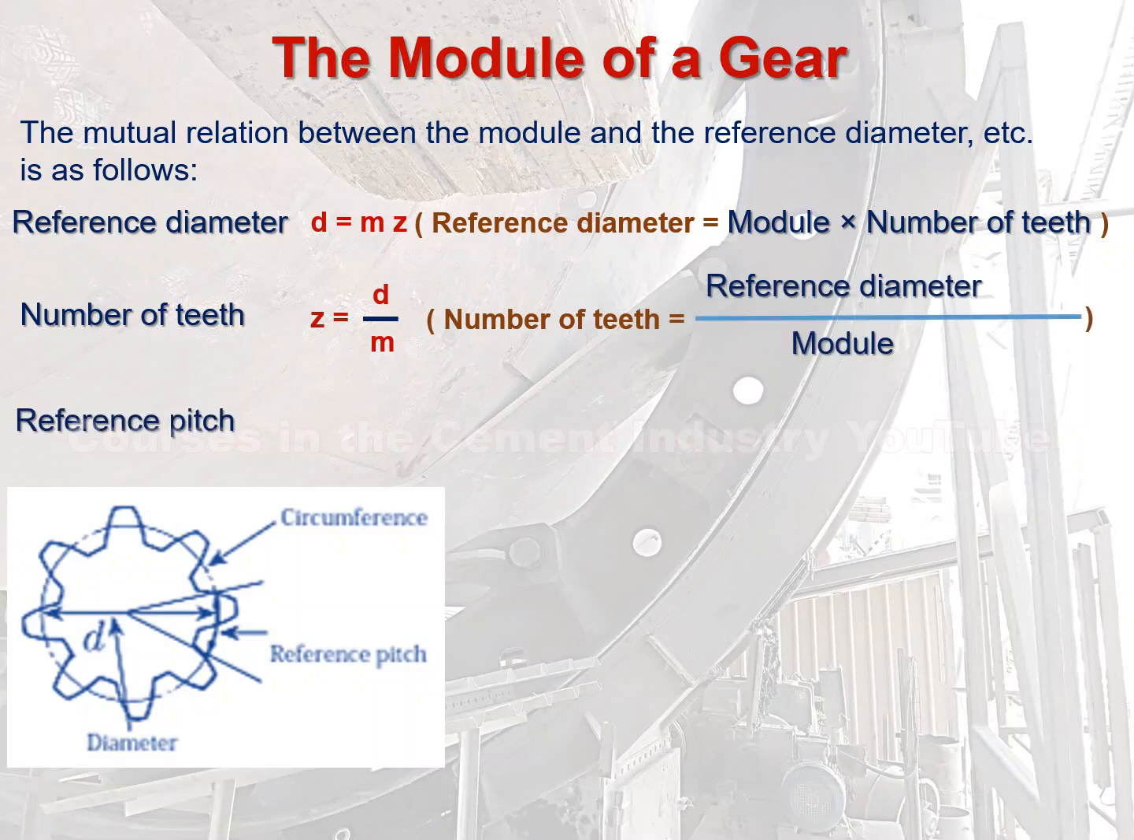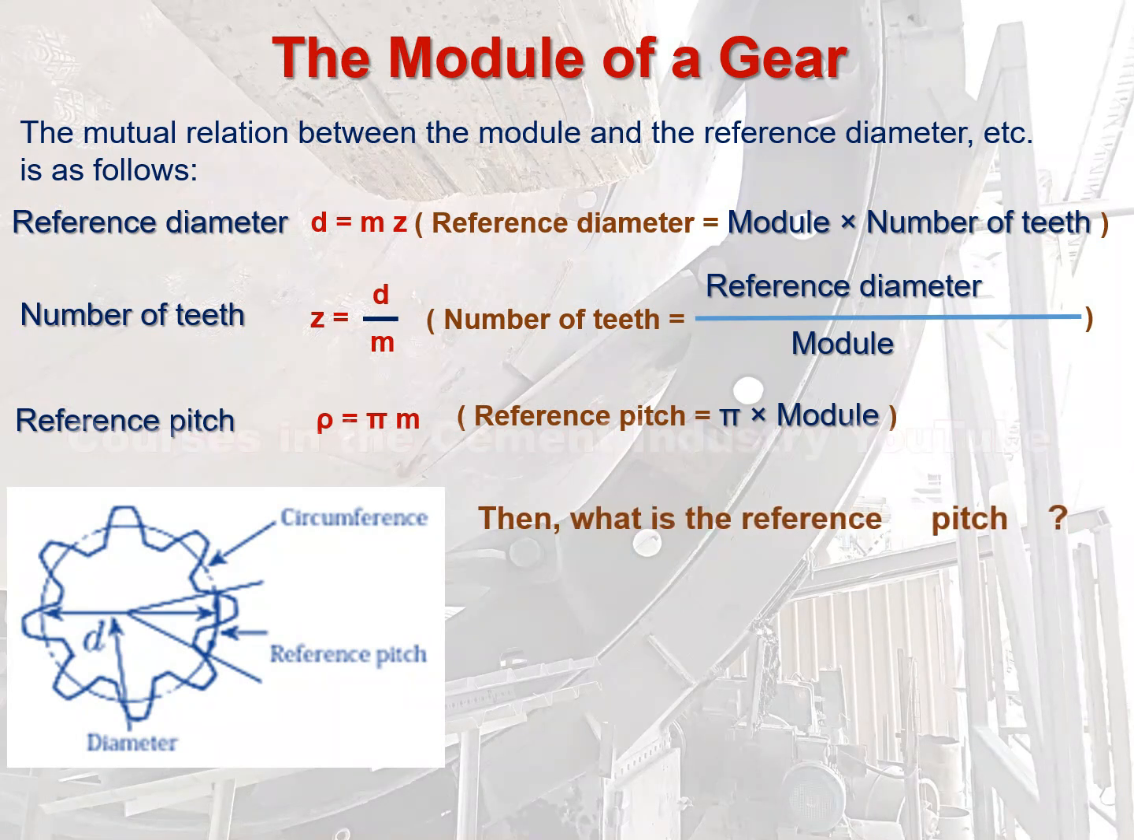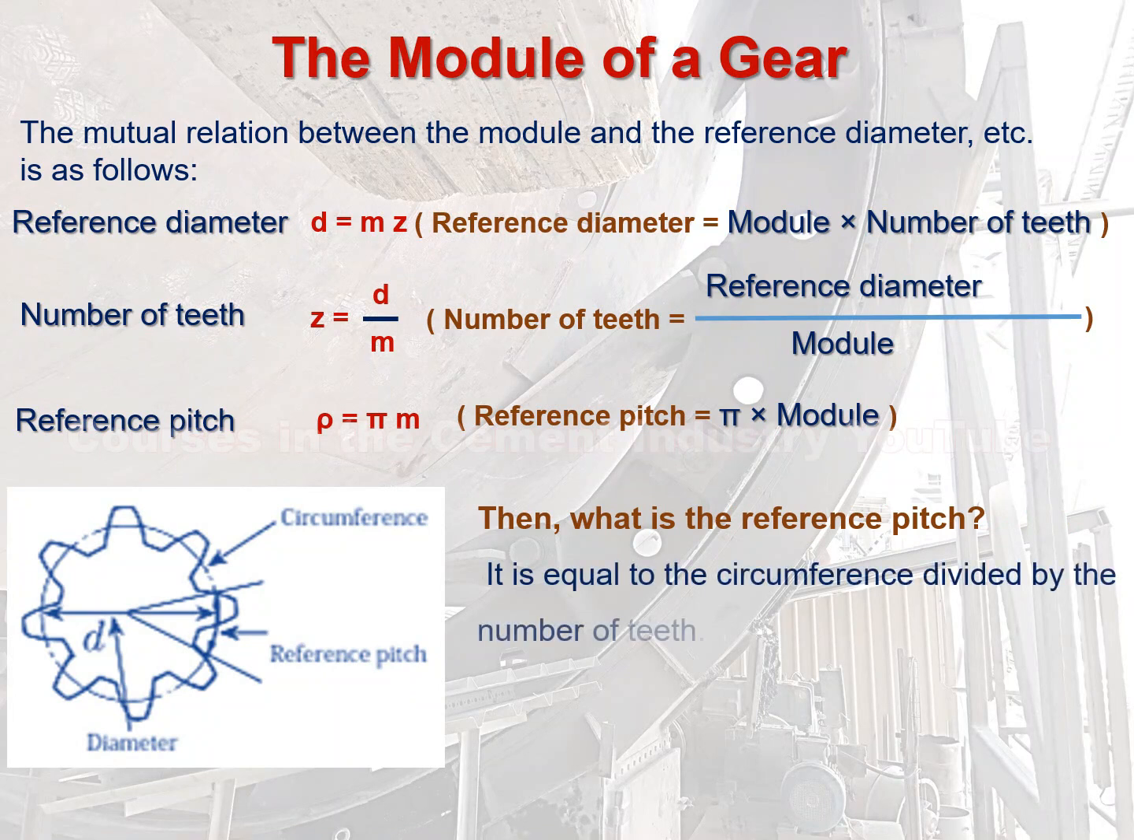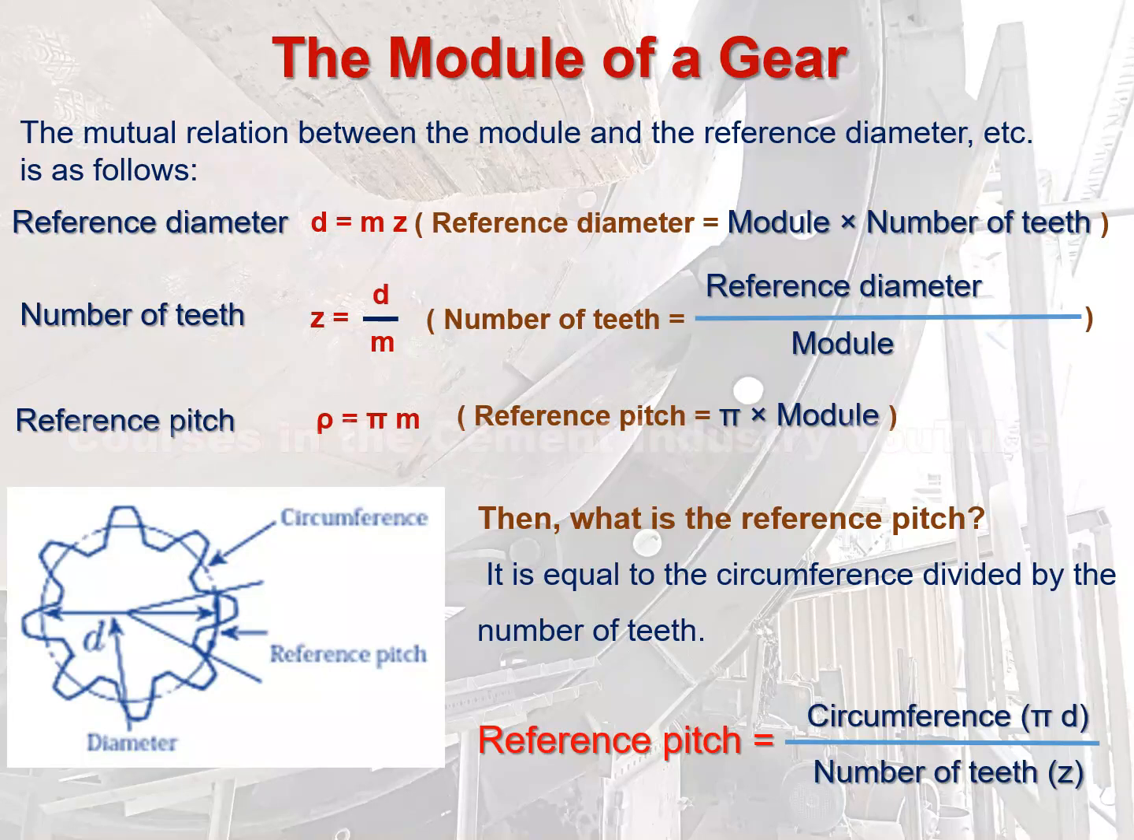Reference pitch, t equals pi multiplied by M. Reference pitch equals pi multiplied by module. Then, what is the reference pitch? It is equal to the circumference divided by the number of teeth. Reference pitch equals circumference, pi multiplied by D, over number of teeth, Z.